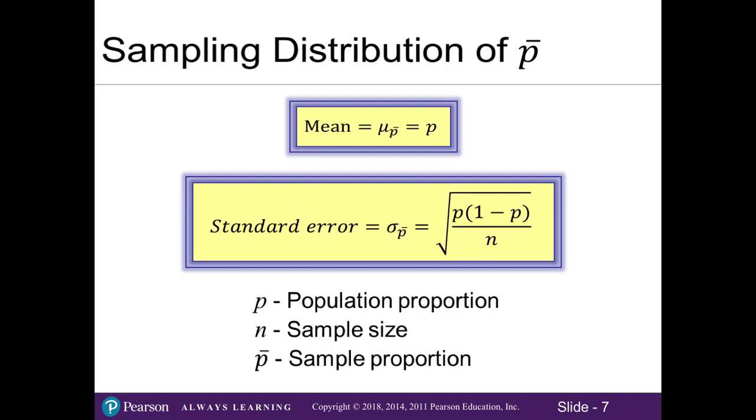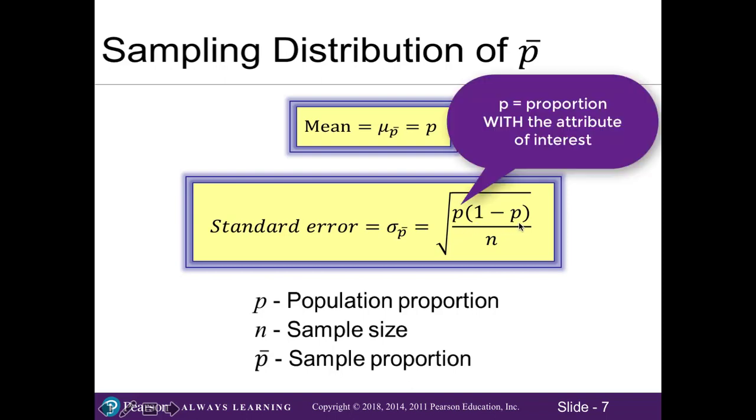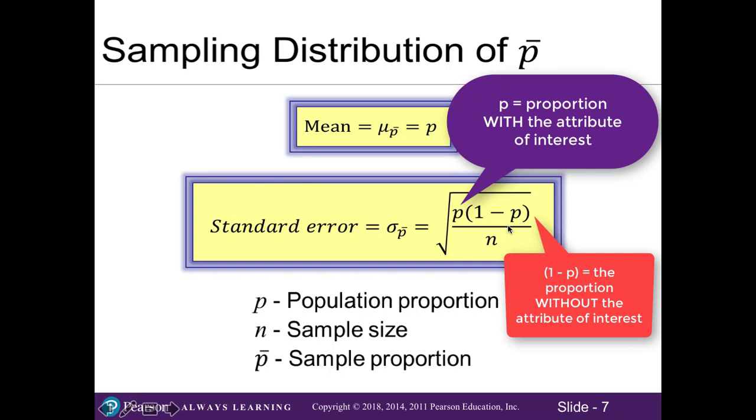You'll be given this in any problem you see in the textbook or on an exam, for instance, or in a real-world example. And the standard error is this formula where we're going to take the square root of our population proportion times 1 minus our population proportion divided by our sample size.